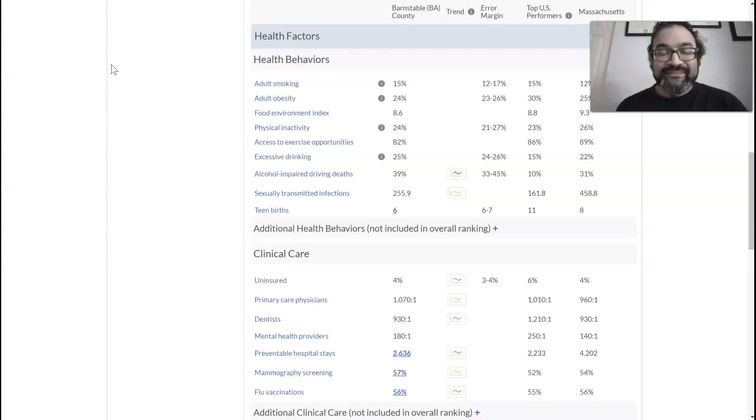I hope this has provided you with not only an overview, but an understanding of how you can effectively use this data.